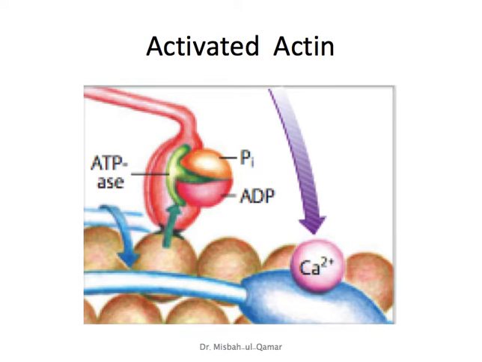The tropomyosin molecule, which earlier was covering the active sites on the actin filament, has now moved into the groove between two actin filament strands. So the active sites have been exposed. Since the active sites get exposed, they interact with the head of the myosin filament and bring about the contraction.